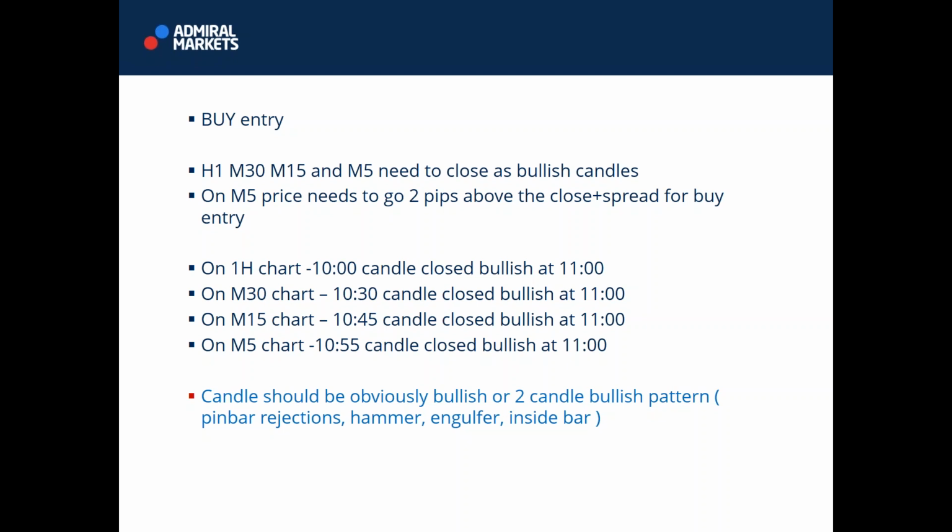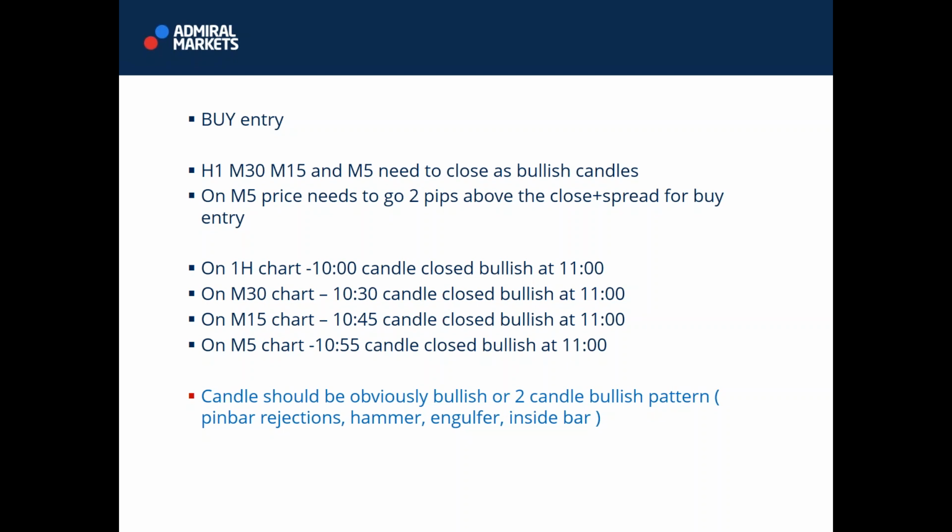Okay, so guys, when you see this happening, you need to wait for the next candle. The next candle should obviously be bullish, or a 2 candle bullish pattern. Pin bar rejection, hammer, or an inside bar, right? That is always the best. And if it breaks the high of the M5 candle by 2 pips plus spread, of course, that is why ECN accounts are excellent for scalping with low spreads, then you can actually go long.